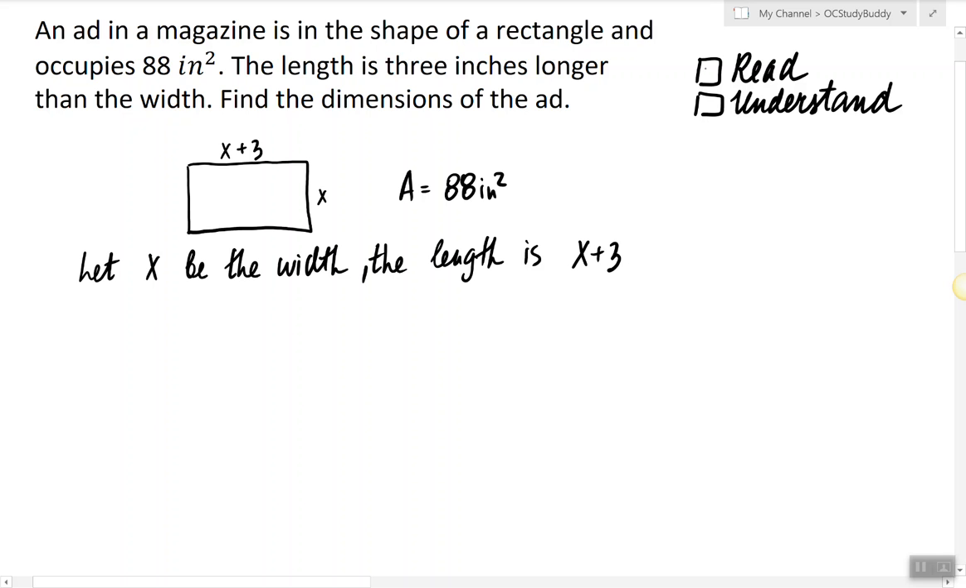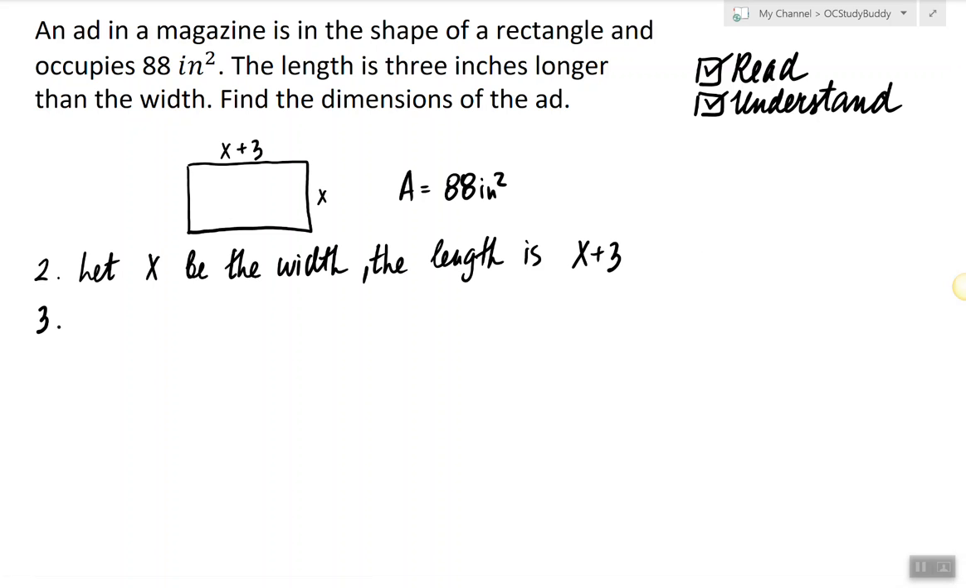So it seems like step 1 is complete. We read and we understood the question. Step 2, introducing a variable, is complete. Step 3, translating, is next. So we need to translate the problem into a mathematical equation.